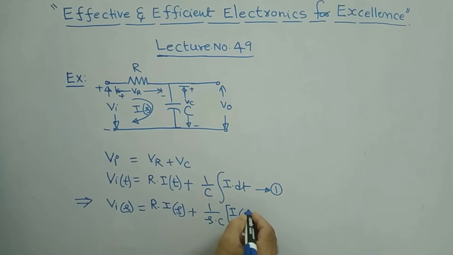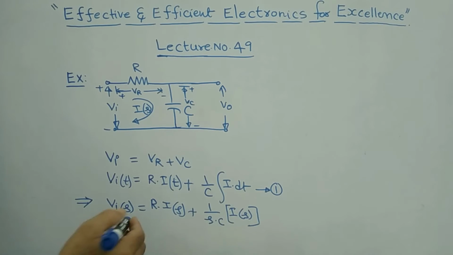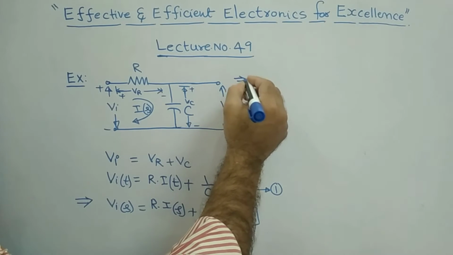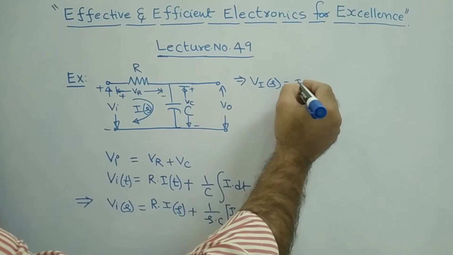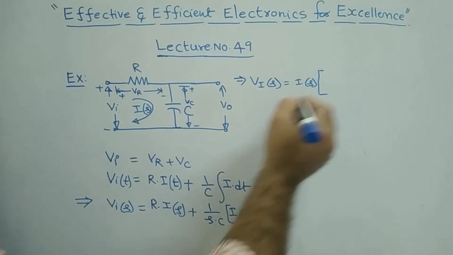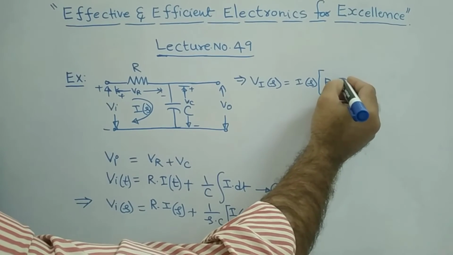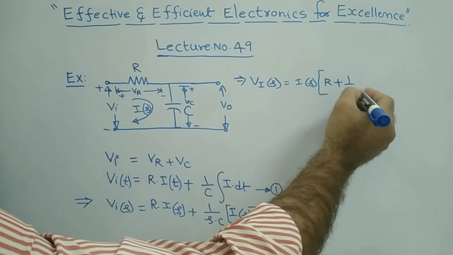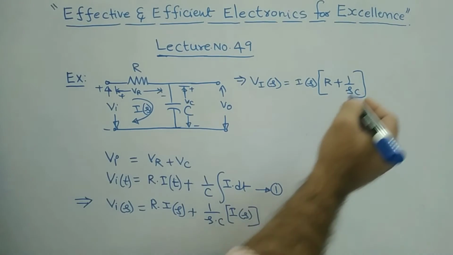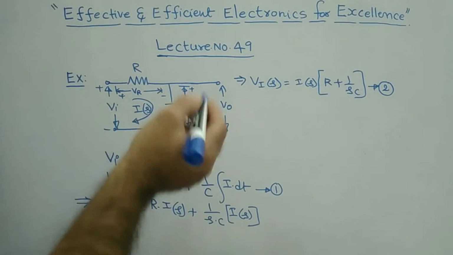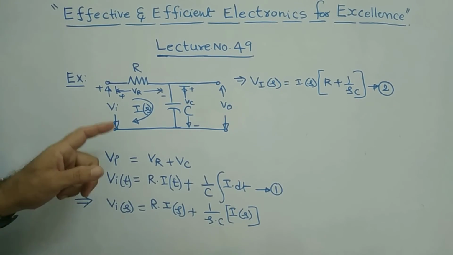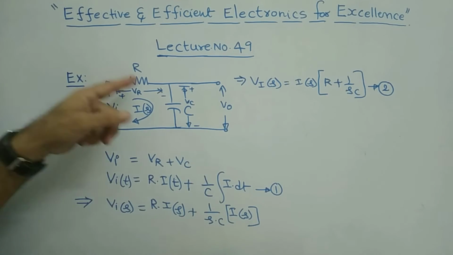I becomes I of S. Clear? And then from these two you can take I of S as common. If you take I of S as common, this implies V I of S is equal to I of S times (R plus 1 by SC). Clear? R by 1 plus SC. This you can call as equation number 2. This is what we get from the first loop.